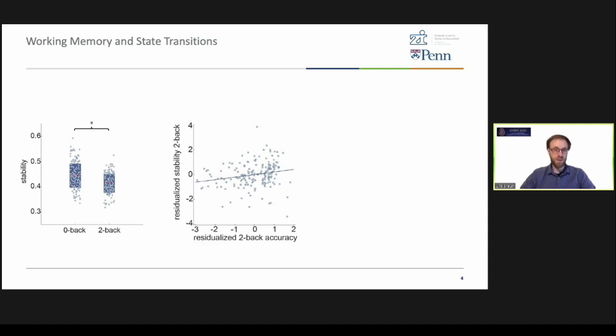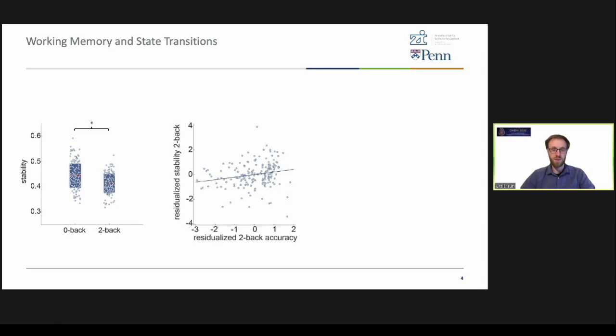As you can see, we found that the stability of brain states, particularly the more cognitively demanding working memory state, is less stable than the 0-back state. This seems to be cognitively important because you can see that the stability of the 2-back state is associated with the performance of these subjects. So people that have a higher stability of the cognitively more demanding state also have a better performance during the N-back task.